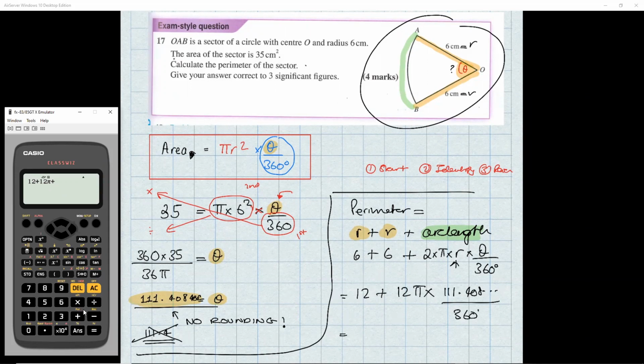Okay, no, that's not add. Oops, times. So this bit here is 12. 6 add 6 is 12. Then 12 pi times by all of this.